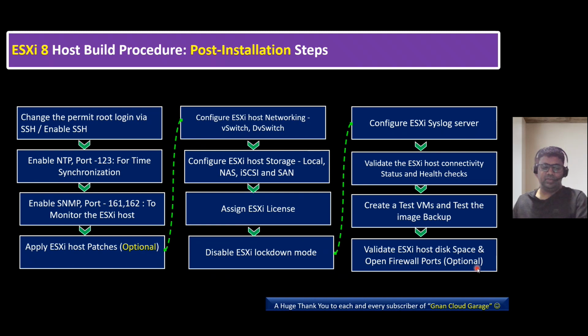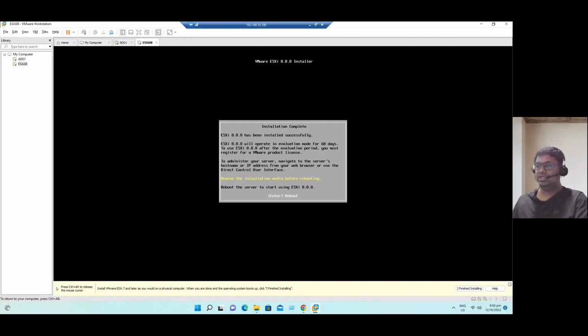Okay. Now let's go back to our lab system and verify the status. See, the installation is completed. If you notice, it was a pretty straightforward installation. If you see the on-screen instruction, ESXi 8.0 has been installed successfully. It will operate in evaluation mode. Evaluation mode is 60 days. To use ESXi 8.0 after the evaluation period, we must register for a VMware product license.